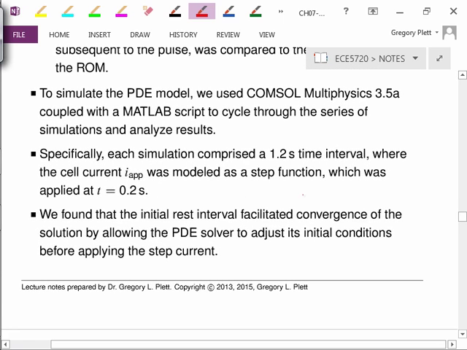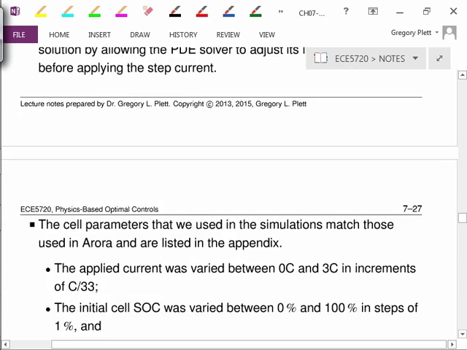In each simulation, we simulated 1.2 seconds of real time. So the first 0.2 seconds was a rest interval that allowed COMSOL to stabilize its initial solution, and then we applied a pulse of current and we monitored what happened over the next 1 second, so up to time 1.2 total, and this is 0.2 there. So very similar to what we did for the SEI, slightly different numbers, but there's no real reason for the different numbers, it's just the way we happen to do it.